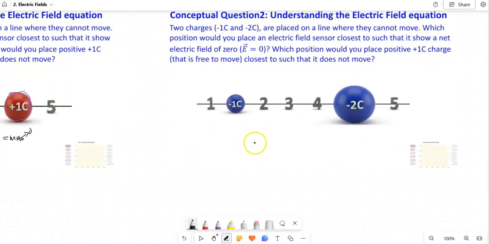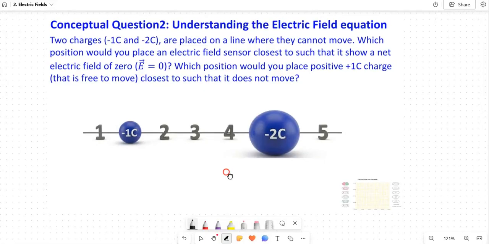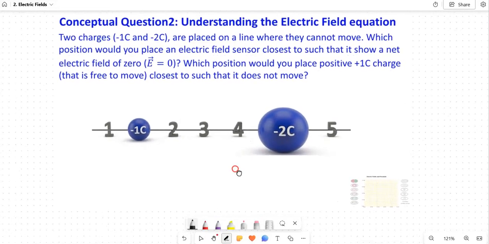Let's go through this. Where on this number line, or closest to, will the electric field be closest to 0? Okay, you've got a negative 1 Coulomb charge anchored in place, negative 2 Coulomb charge anchored in place. About which number will the electric field be closest to 0? Pause the video now.